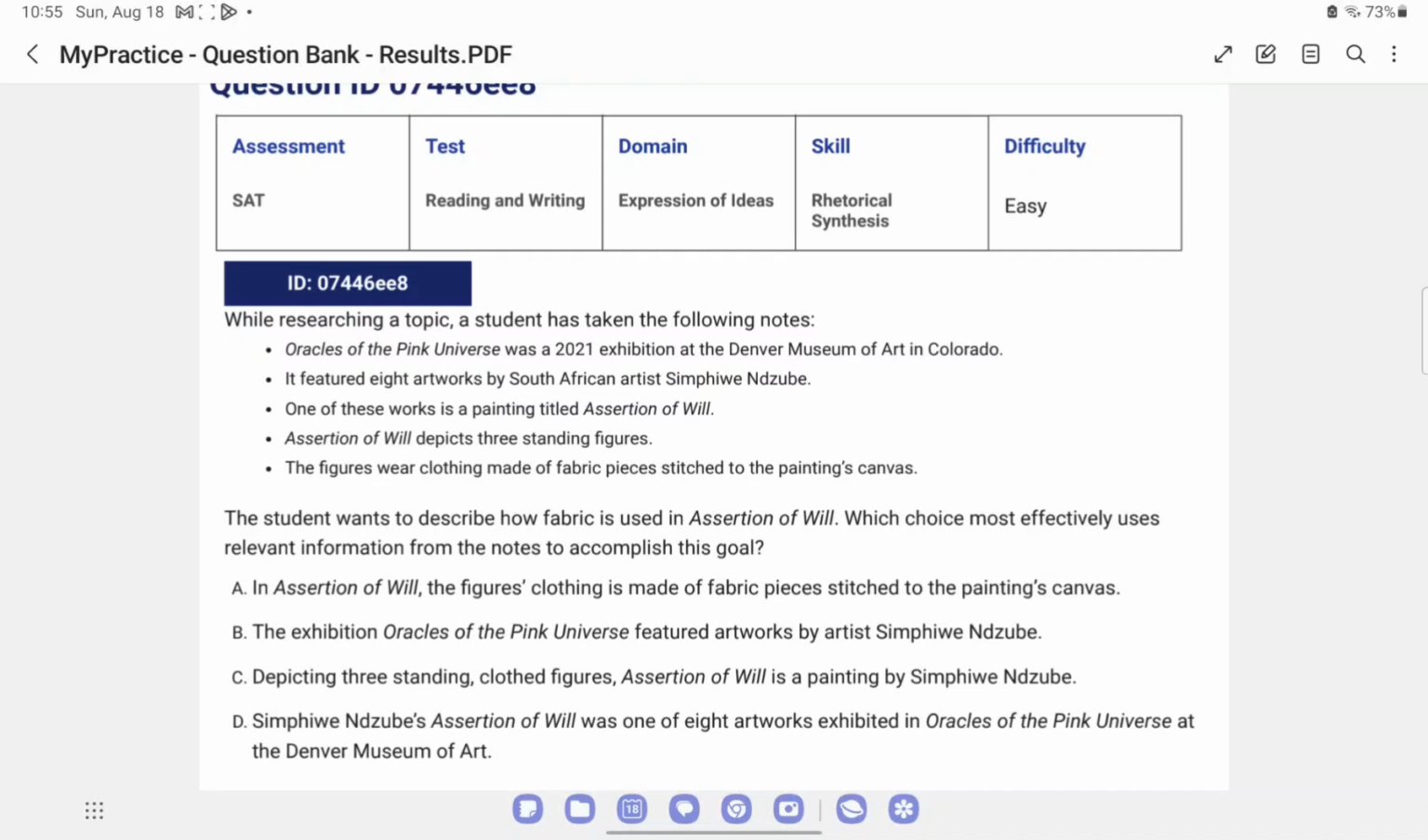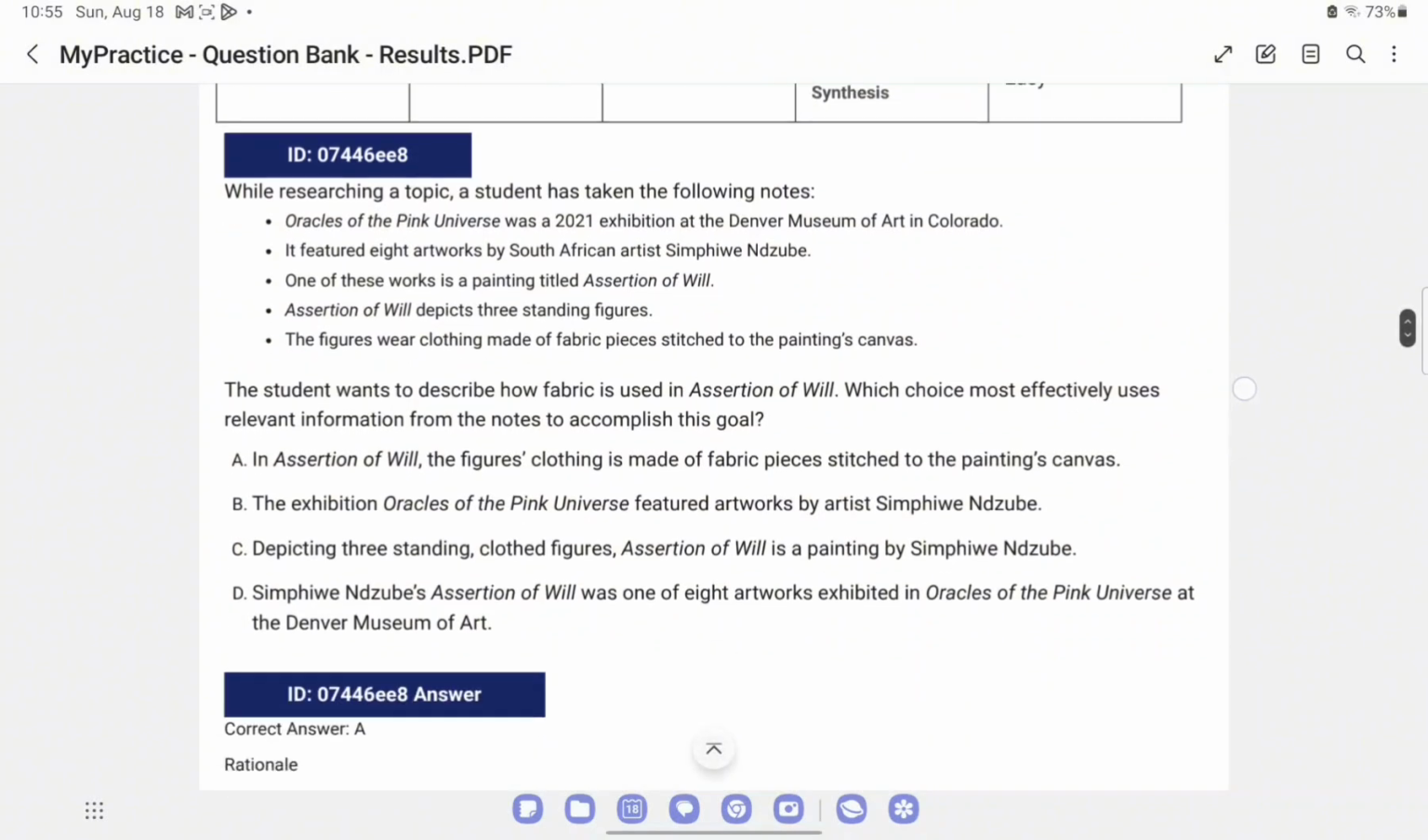B says, the exhibition, okay, this doesn't even mention AW, Assertion of Will, so let's not. C says depicting 3 standing clothed figures. This does not talk about fabric. D says Symphoe in Zube's AW was one of the, okay, that's not talking about fabric. So it's A, because that's the only one that talks about Assertion of Will and that talks about fabric.